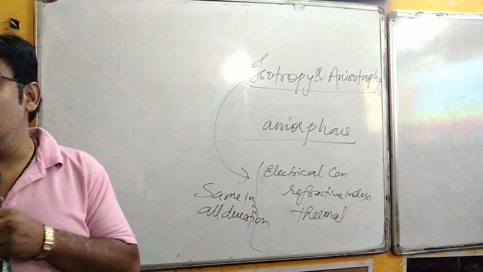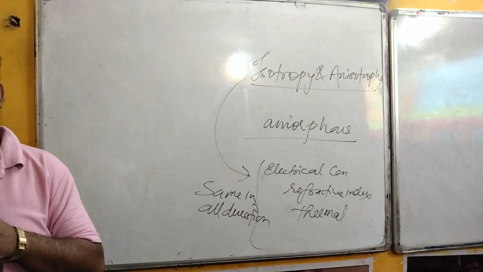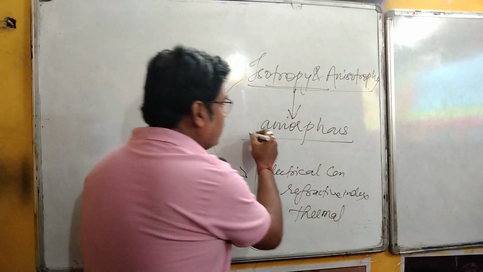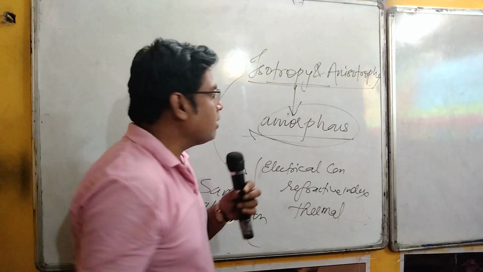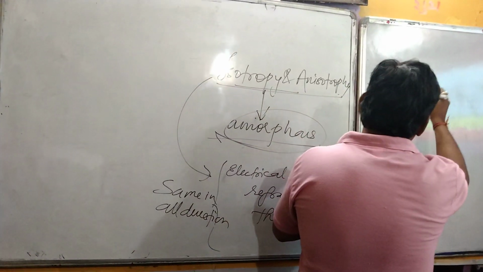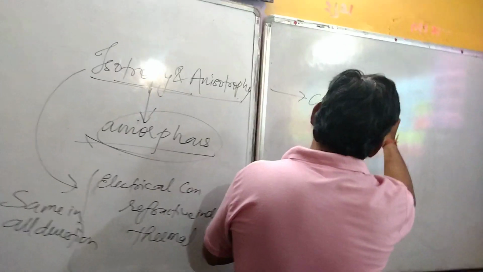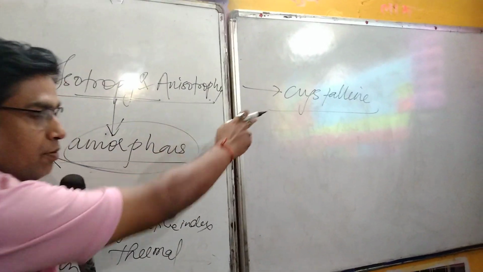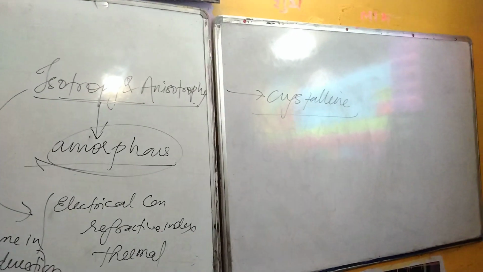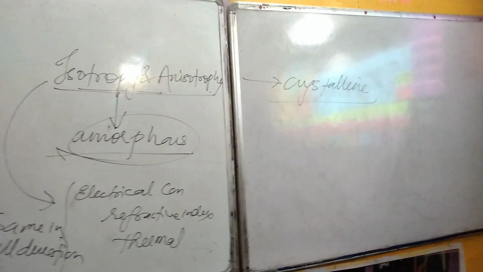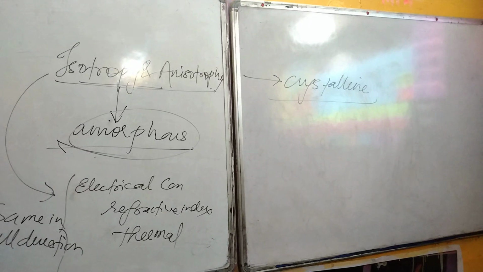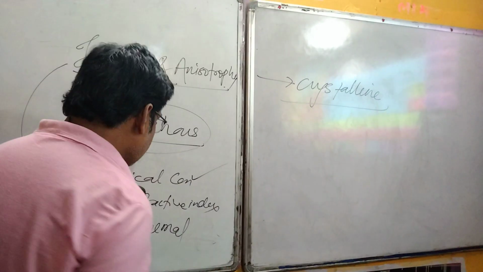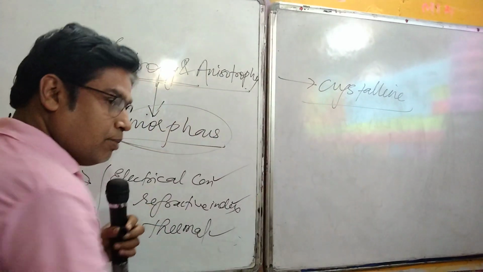But when I am talking about anisotropy, as I told you, isotropy takes place with what? With the amorphous substance, whereas anisotropy is a property which takes place with the crystalline substance. And in the case of crystalline substances, which properties? Electrical conductivity, refractive index and thermal expansion.